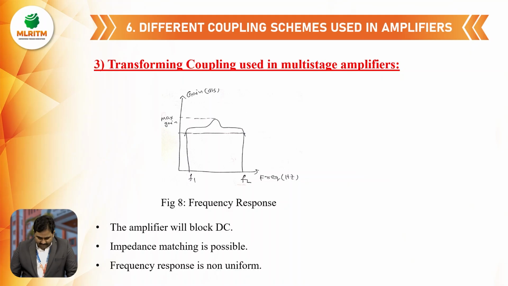So if you observe the frequency response, it also has some distortion. So that is one of the disadvantages, and it blocks the DC.